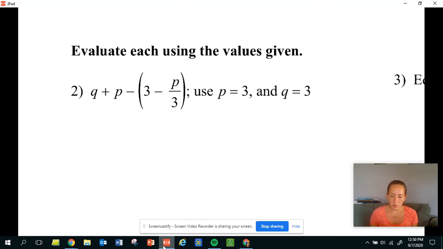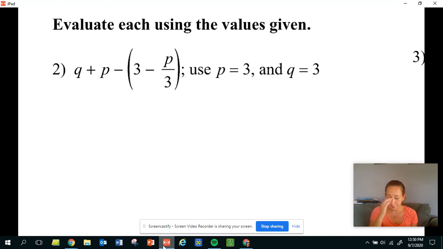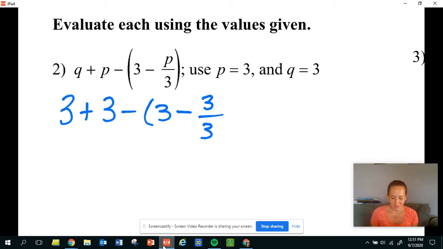From the beginning half of the week, we did evaluating. So if you remember, that is just where I'm going to rewrite this expression, but instead of the variables, I'm going to put the numbers. In this case, there's a lot of 3's. So Q is 3, and then P is also 3. I'm going to bring down my 3's, so many 3's. And then P is 3 over 3.